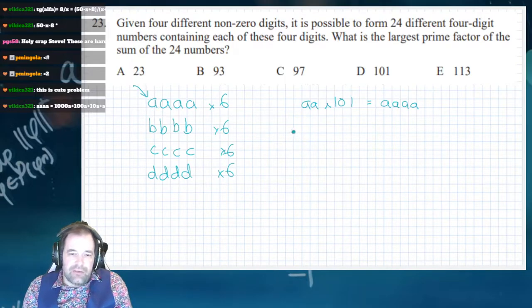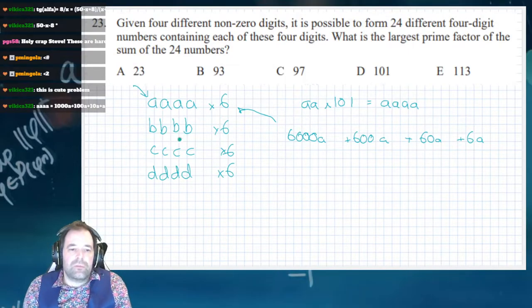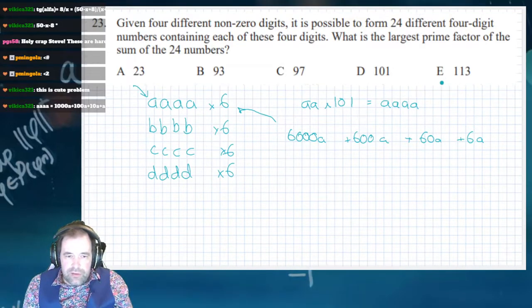Yeah, so what Vic is saying is you can say 6,000 A plus 600 A plus 60 A plus 6 A. That's what that becomes. And then you can do the same with the B's and C's and D's, but I think it's just going to be 101 because all of these, all 24 numbers, if you rearrange them into different rows, they're going to be multiples of 101. I don't think they're going to be multiples of 113. Because I think 113 might have to depend what the various digits A, B, and C are.